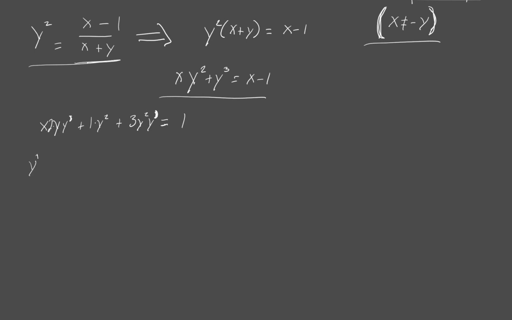Okay, we're going to get the y primes by themselves by factoring out y prime and collecting them on the left. So I've got y prime and I've got 2xy, and I've got a y prime and I've got a 3y squared.